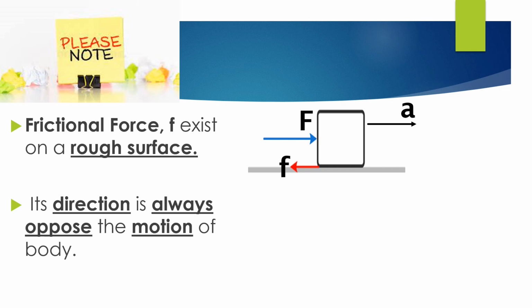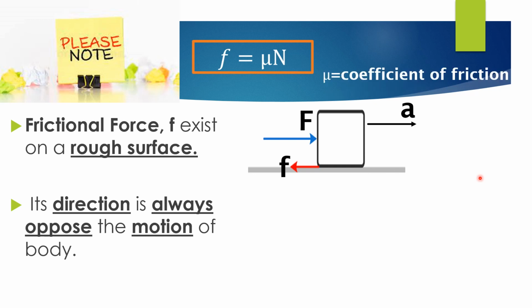Frictional force exists on a rough surface. Its direction is always opposed to the motion of the body. So this is the formula to determine the frictional force. Frictional force equals μN, where μ refers to the coefficient of friction and N refers to the normal force.